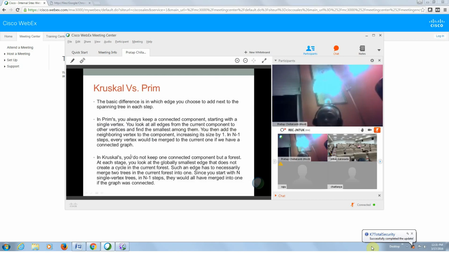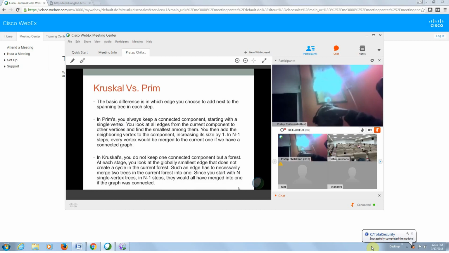So what is the difference between Kruskal and Prim? In Prim you always keep a connected component, meaning you start with one vertex and then you keep connecting from there on. You're still looking at edges and finding the smallest among them. So that is the modus operandi there. Start with a vertex, find an edge from the current component to the other vertices, and find the smallest one among them. Keep adding the smallest one. Maximum steps would be n-1 steps, right?